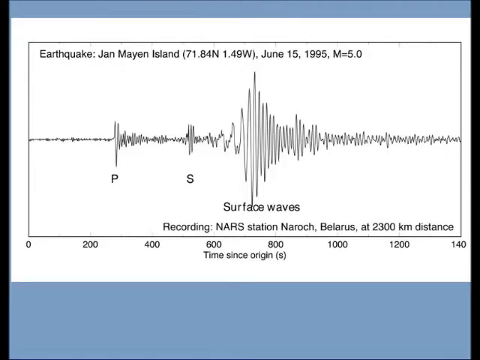Here's an example of a seismograph. You can see that at first, going from left to right, the Earth was barely moving. Then it picked up some P wave vibrations, which are the fastest ones, then some S wave vibrations, and then finally the surface waves were to follow.